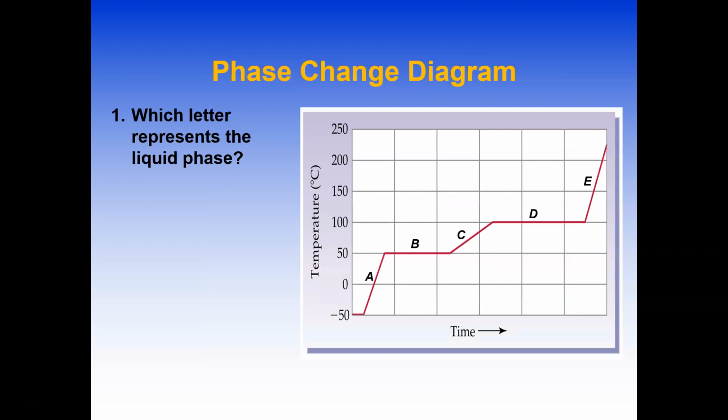So let's practice reading a phase change diagram. Number 1 asks us which letter represents the liquid phase. So keep in mind that our states of matter are our sloped lines. So they always go solid, liquid, gas. So for what our liquid phase is, we're going to say C.